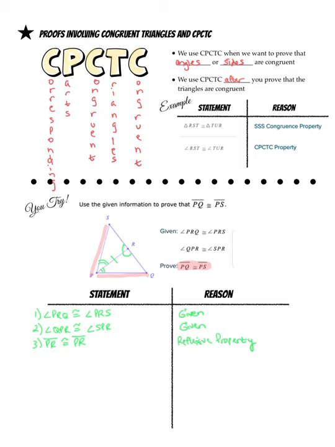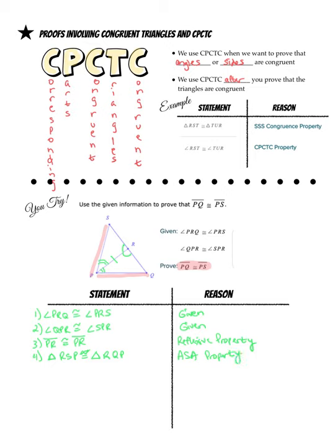So I'm going to write down my triangle. Remember, you can write the first triangle any way you want, but the second triangle has to be lined up perfectly with it. I'm going to go with triangle RSP is congruent, sloppy symbol, to triangle RQP. Why? Angle, side, angle property.